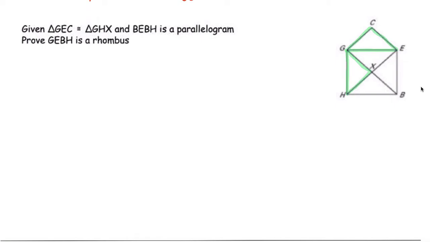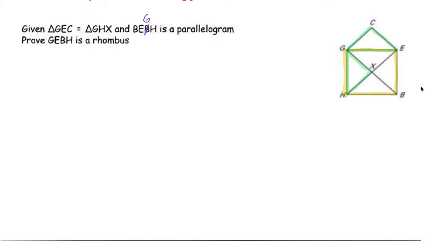We are also given a parallelogram, but notice it has two of the same letter in it. BEBH should say BEGH. So replace that B with the letter G. Just had a typo there, saying that that is a parallelogram. So they're saying this right here is a parallelogram.